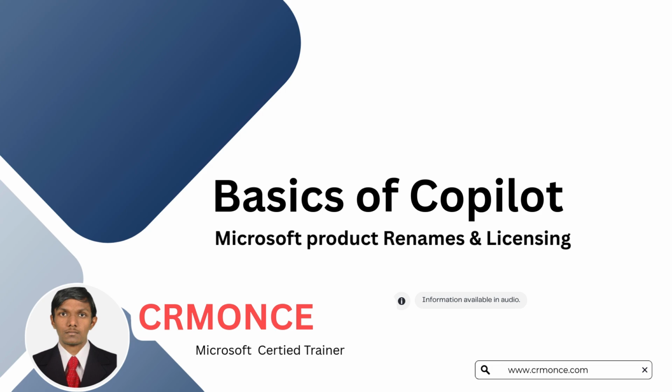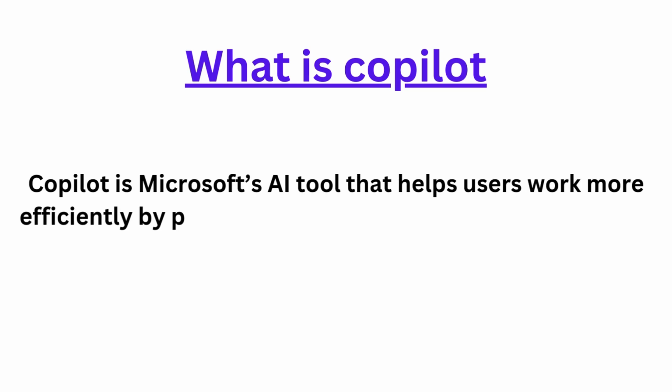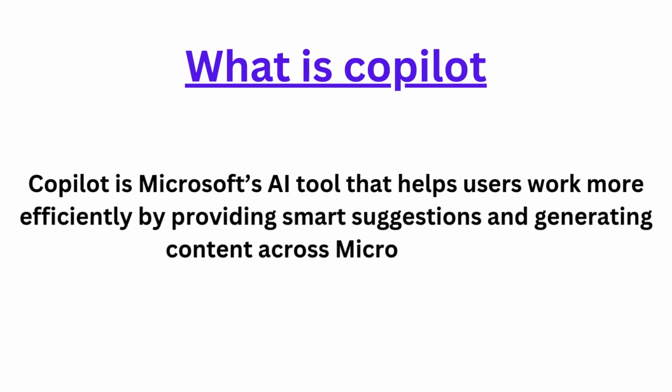In this module, we will discuss the basics of Copilot, starting with the question: what is Copilot? Copilot is Microsoft's AI tool that helps users work more efficiently by providing smart suggestions and generating content across Microsoft apps. What is it? Copilot is Microsoft's AI assistant that works inside tools like Word, Excel, PowerPoint, Outlook, and Teams. It helps by writing text, creating summaries, generating ideas, and suggesting actions, making your work easier and faster.